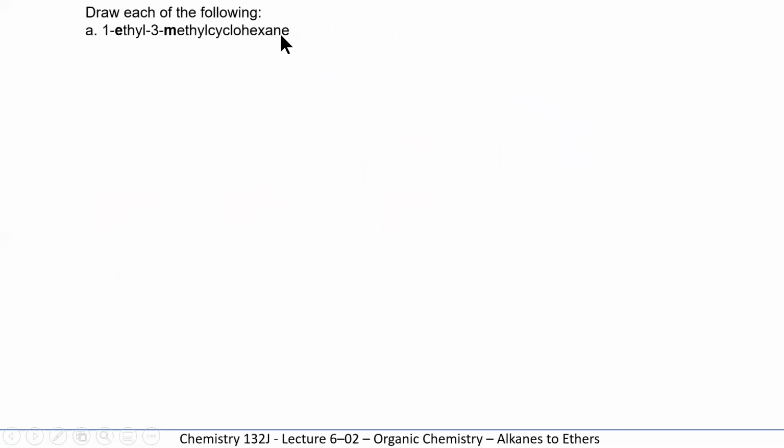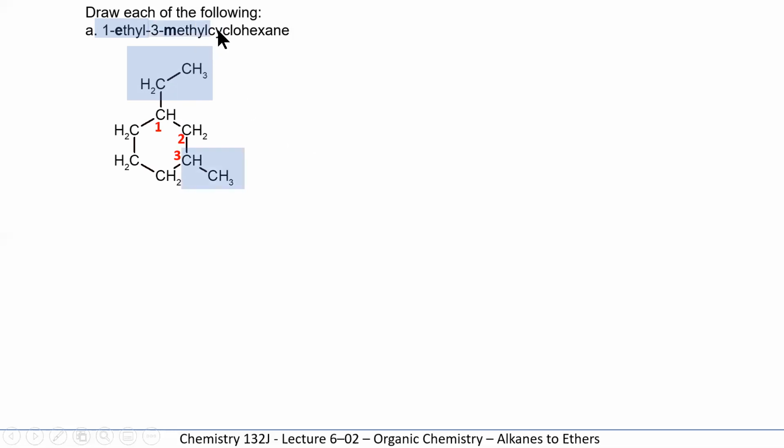So cyclohexane means there's six carbons in a ring. On the first carbon, there's a two carbon side chain. On the third carbon, there's a one carbon side chain. So this is how you would show it. So this is carbon number one, and this would be carbon number three. So on the first carbon again, there's an ethyl side chain. And on the third carbon, there's a one carbon side chain. And the fact that there's six in the molecule joined together, that's where we get the cyclohexane.